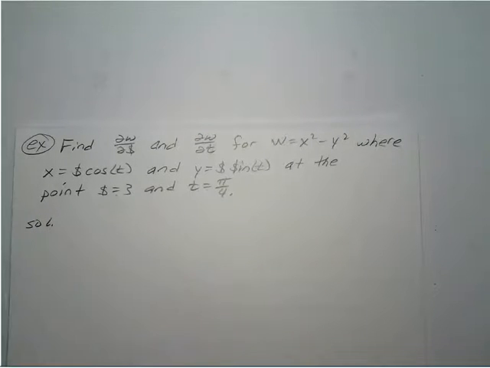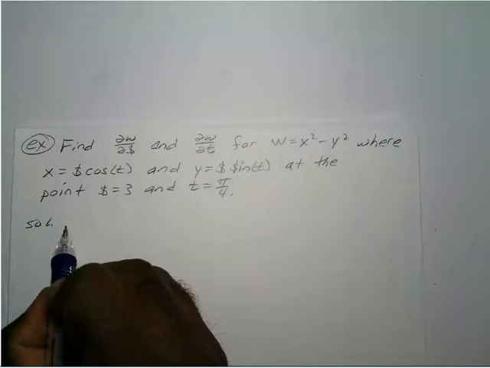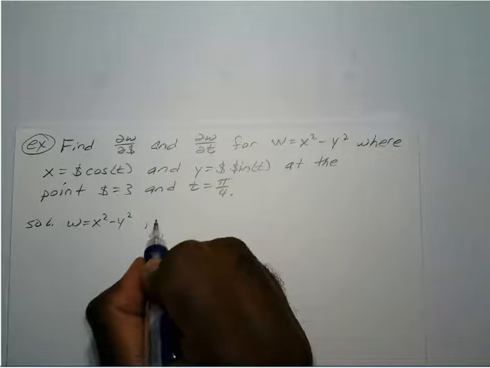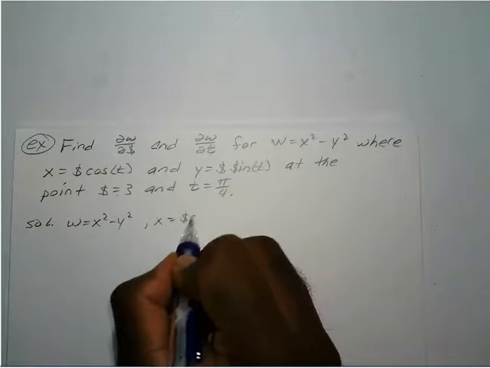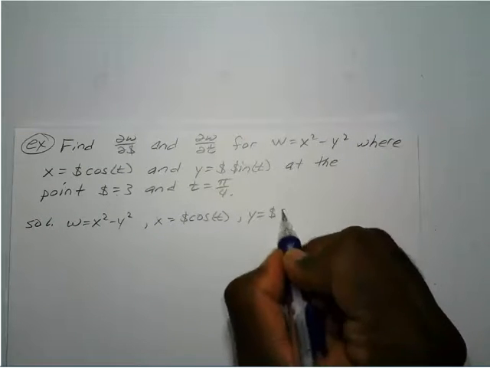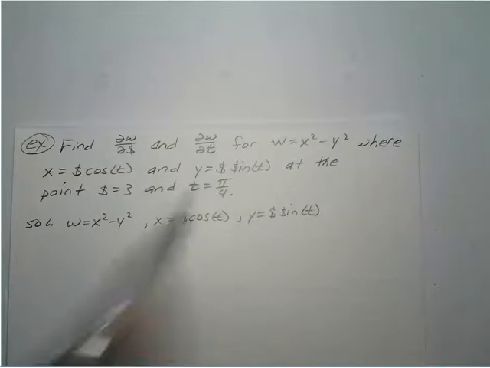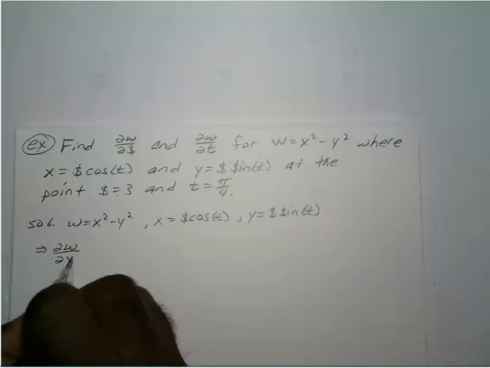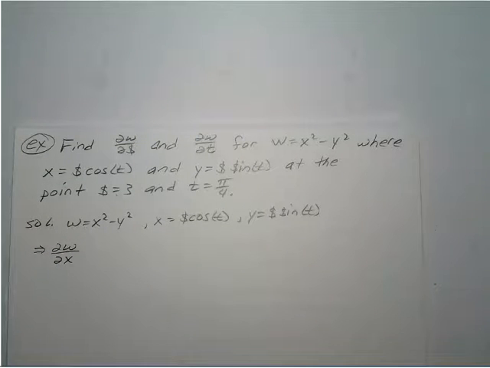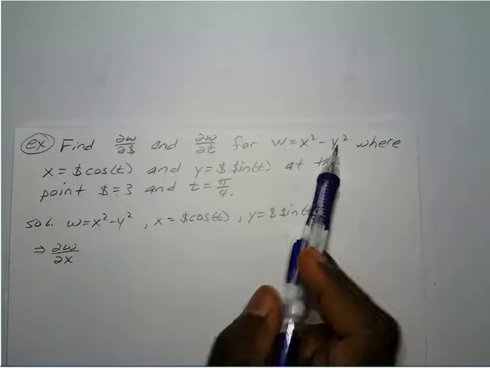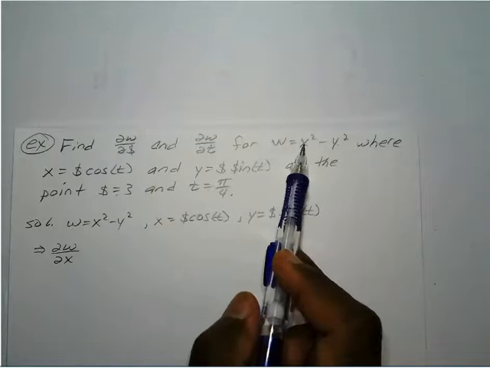All right. So again, we know that w is equal to x squared minus y squared. x equals s times cosine of t, and y equals s times sine t. Just rewriting what we already have. Okay. Now, our partial of w with respect to x. You see here, that's our w. Partial with respect to x for y squared is just 0. So the partial with respect to x is just 2x.